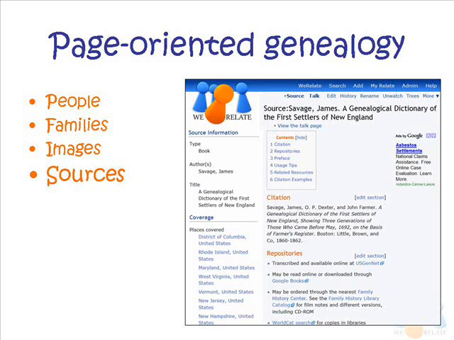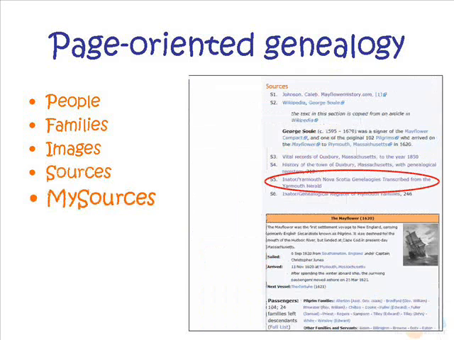The source page includes not only bibliographic information, but also a list of repositories where the source can be found. You can also add usage notes or whatever other information you have about that source. Source pages are an important part about WeRelate because they help other people find and use those sources.